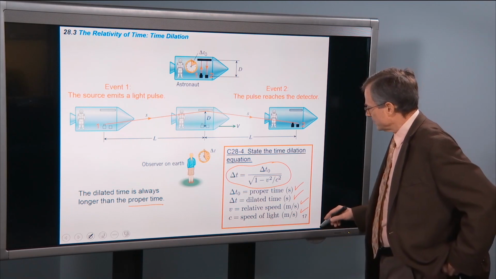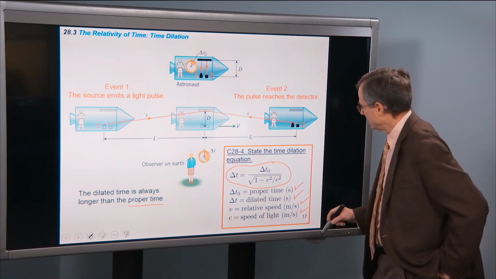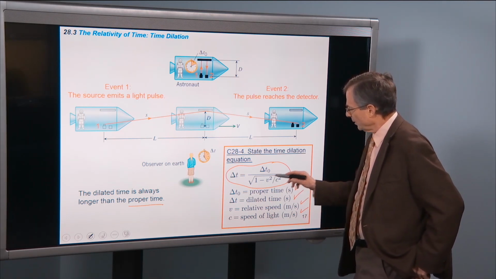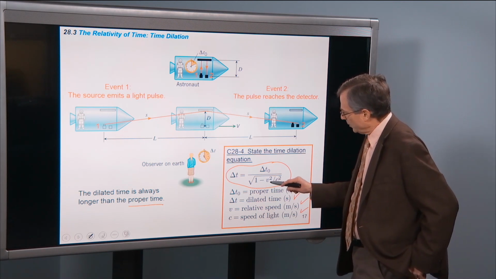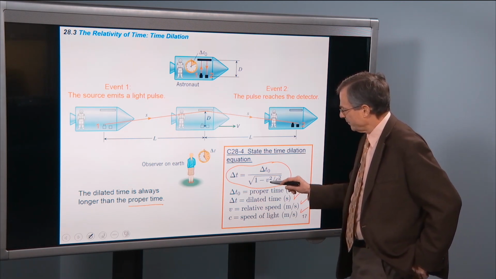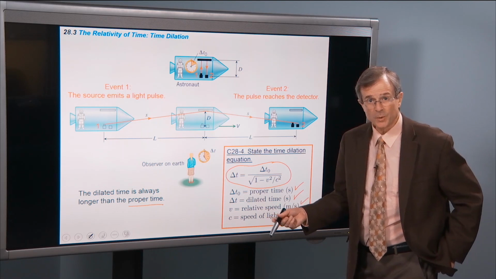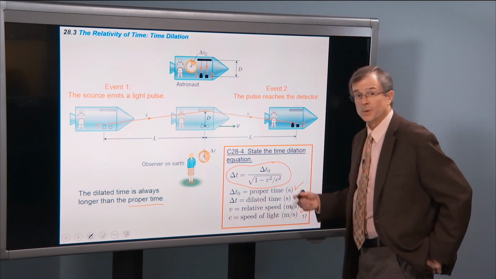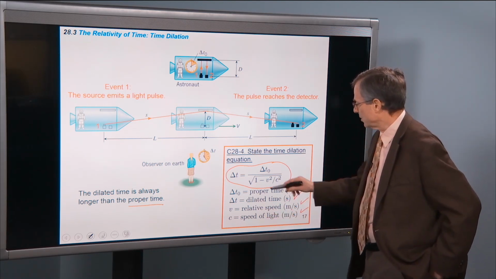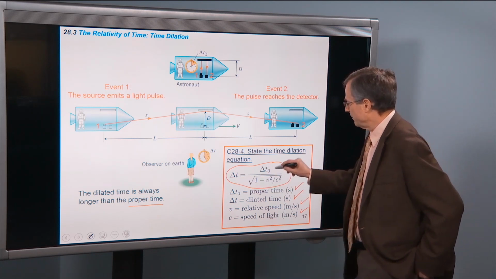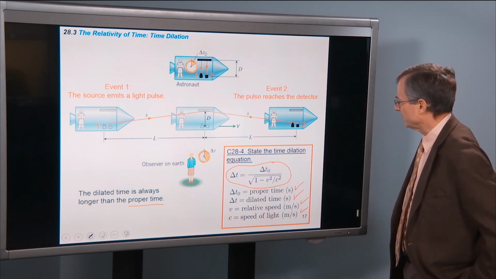So notice, just like we did with the index of refraction, when we had a ratio of two speeds, here we have v squared over c squared. V squared is measured in meters squared per second squared. C squared is measured in meters squared per second squared. Units cancel, and we'll get a time on the left-hand side and on the right-hand side.